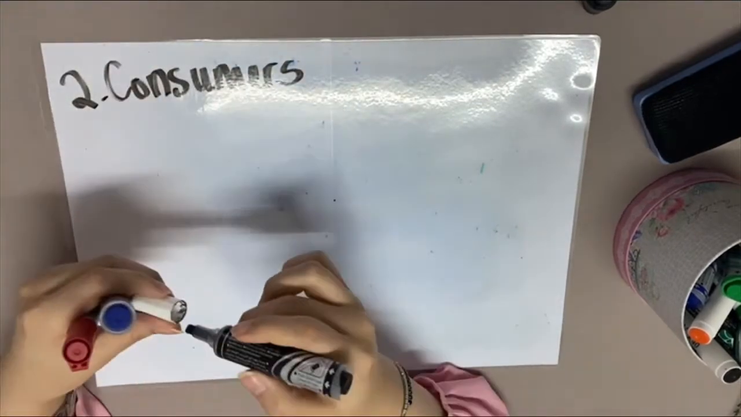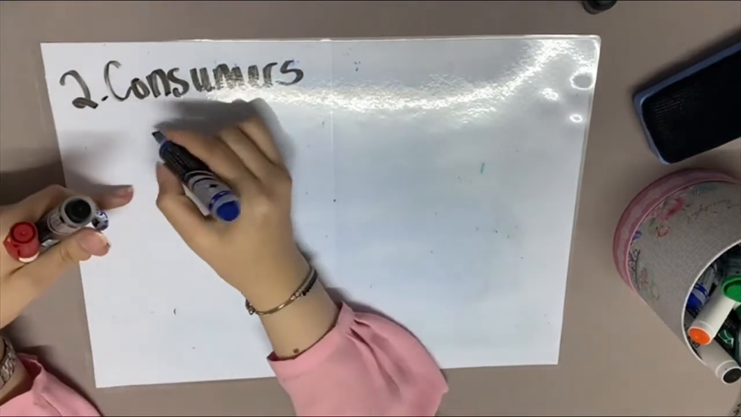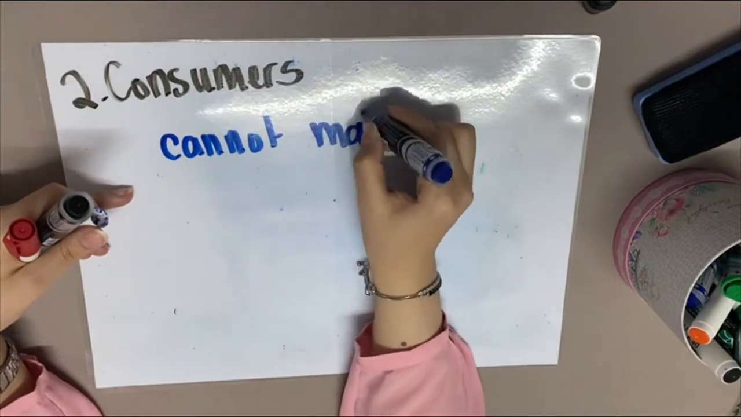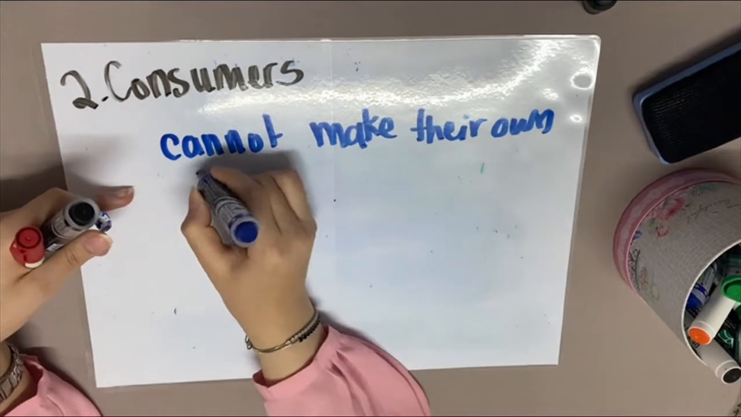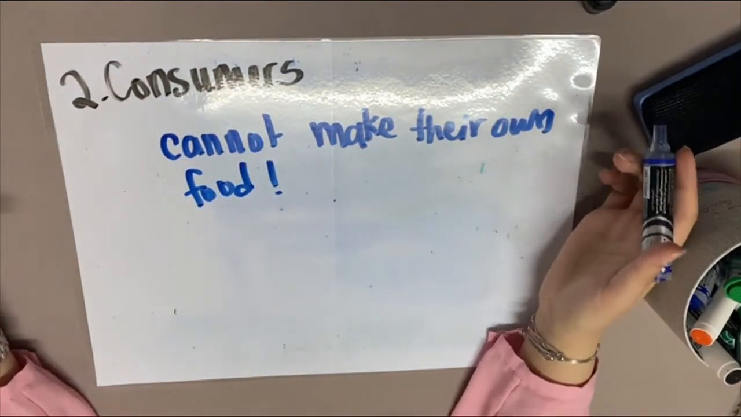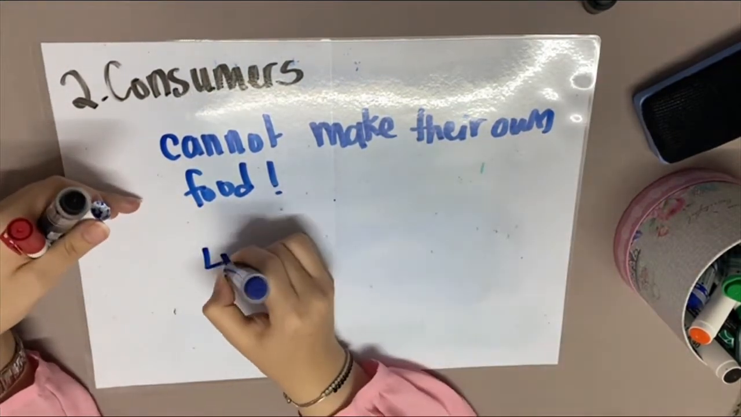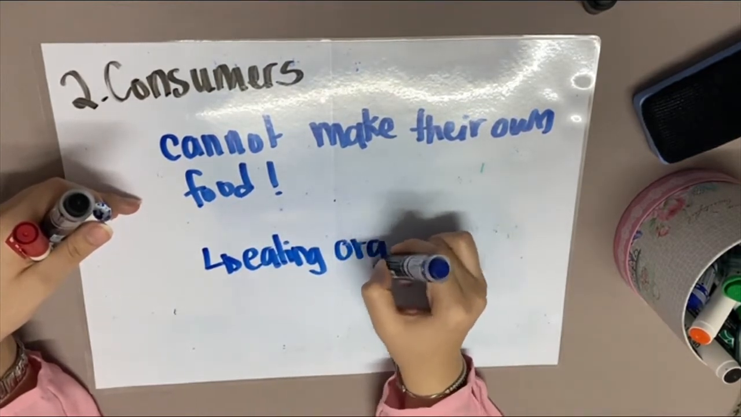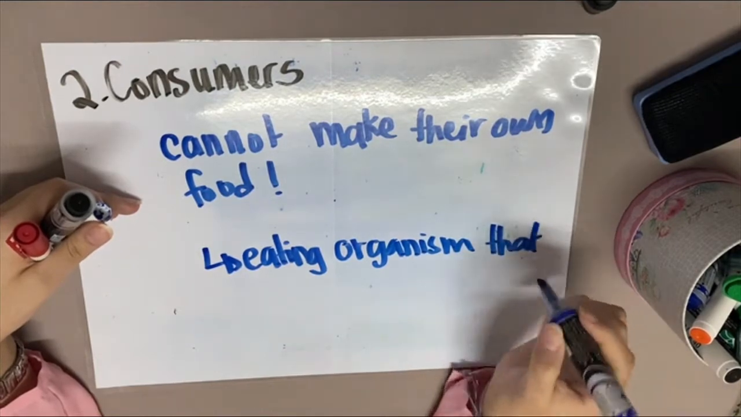Consumers are the second kind of organisms. Consumers cannot make their food, so they rely on organisms that can. If I cannot make my own food, I still need to survive. So how do I get this energy? Eating other organisms. Or let's say eating organisms that can make their own food.